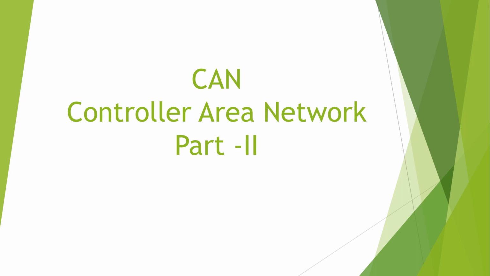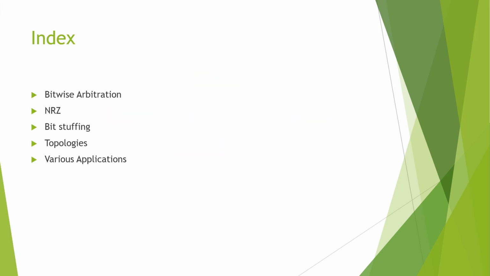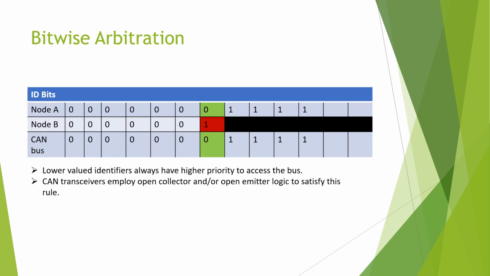And in this video we'll cover the below topics: bitwise arbitration, or how the data transmission takes place, non-return to zero encoding, bit stuffing, the various topologies that a CAN network can follow, and various applications. So firstly, we'll see bitwise arbitration.